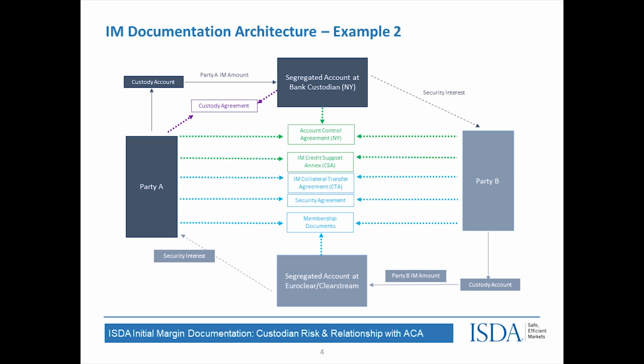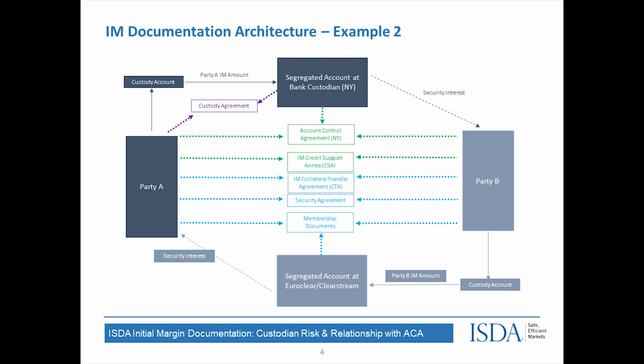Thanks, Blair. So as we look at example 2, we wanted to show a variation of the illustration that Blair just went through. While all of the concepts are generally the same, there are some important differences on the illustration you have in front of you. And where I would focus everyone's attention is really right down the middle of the illustration. As you will have noticed on the slide that Blair previously went through, there was a single IM credit support annex, and that was because we had two bank custodians who were both located in New York.